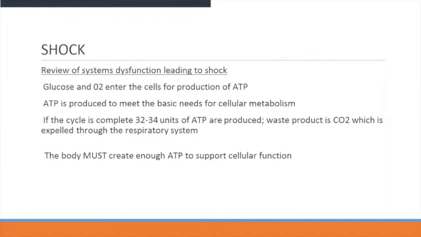So glucose and O2 enter the cells for production of ATP. ATP is produced to meet the basic needs of cellular metabolism. If the cycle is complete, 32 to 34 units of ATP is produced. Waste products is going to be the CO2, which is expelled through the respiratory system. The body must create enough ATP to support cellular functions.